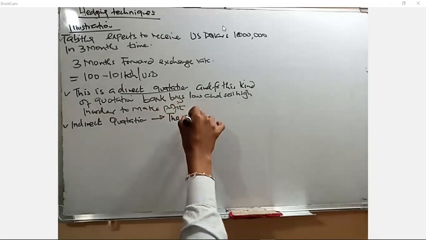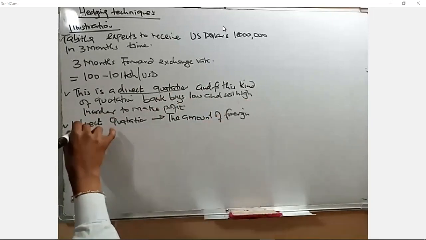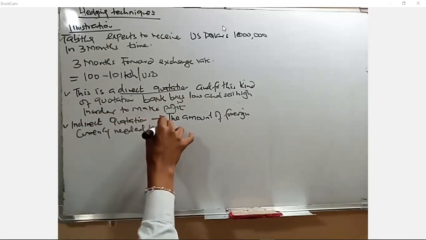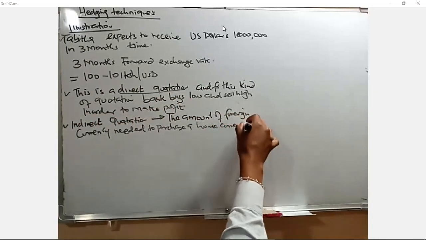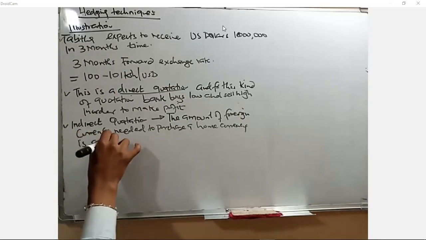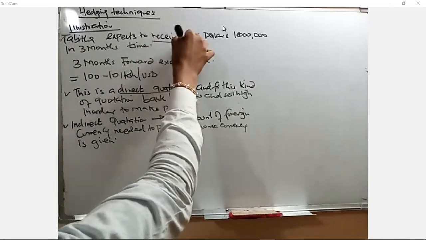Right? The amount of foreign currency needed to purchase a home currency is given, right? So when you are doing these questions, sometimes it is good to understand the recipient. Which angle is the question being analyzed from? Because the question that we are discussing is about receipts, right?